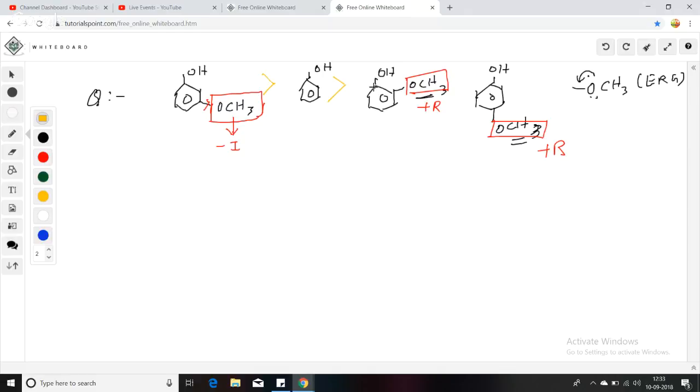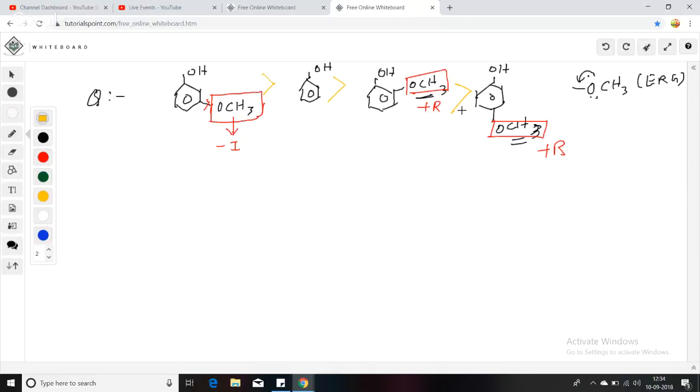At ortho-methoxyphenol, its minus I effect increases because it is closer to the OH than in the para case, and plus R is the same for both molecules. You see, plus R is the same for both, but here we have an additional minus I also. That's why the acidity of this is more than that of para-methoxyphenol.